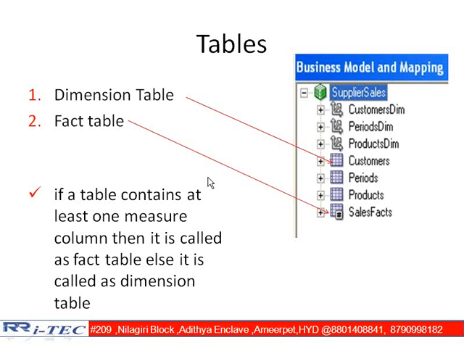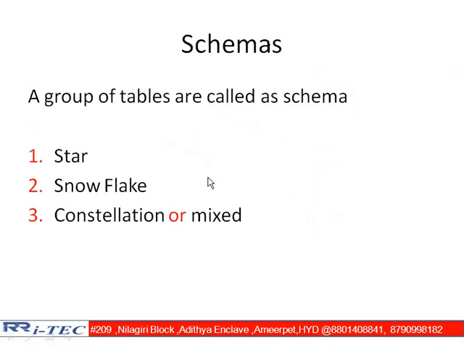Right, that is clear. Let me go for the next one, an important one. That is schemas. We defined that a group of data is called a column. A group of columns is called a table. A group of tables is called a schema. All are interrelated.